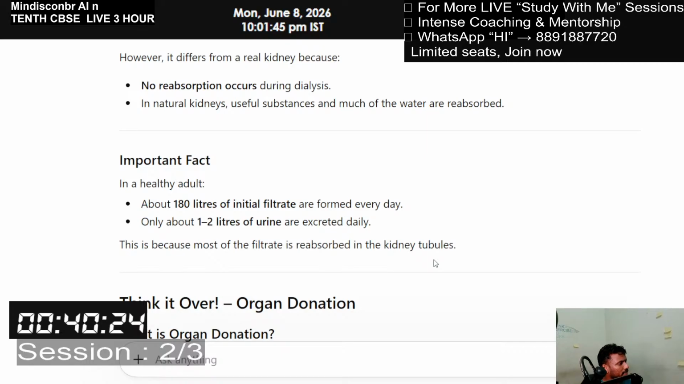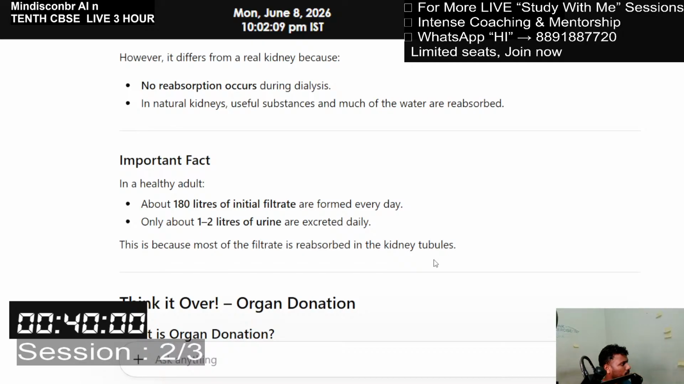Important fact: in a healthy adult, about 180 liters of initial filtrate are formed every day. Only about 1 to 2 liters of urine are excreted daily. This is because most of the filtrate is reabsorbed in the kidney tubules.